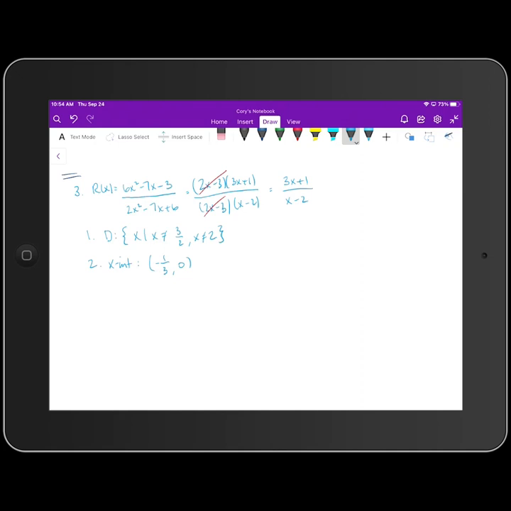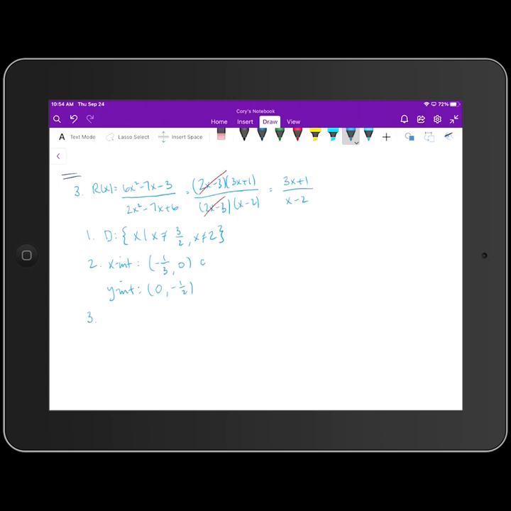Because the multiplicity of that 0 in the numerator is odd, that tells me that the graph is going to cross the x-axis at that point. For the y-intercept, we plug 0 in the place of x and solve for y. It doesn't matter if you plug into the original function or the simplified function. Your y-intercept is still going to be the ordered pair 0, -1/2.